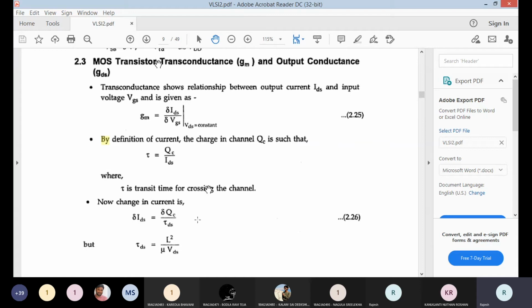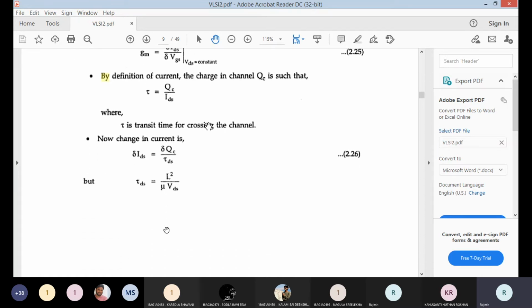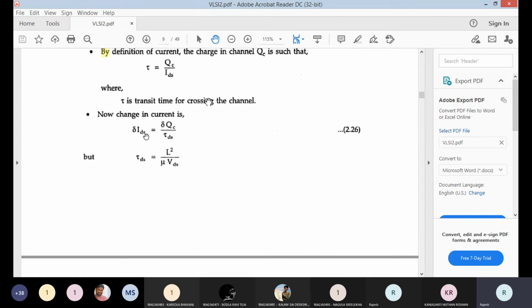Now, from this you can consider the rate of change of IDS. The rate of change of IDS is nothing but dou QC by tau SD in equation 2.26. If you see equation 2.26, IDS is QC by tau SD. Rate of change of current, because time is constant. As you increase gate voltage, more carriers will come and settle in the channel. More current will flow, but the time taken will be the same because the drain voltage VDS is constant.